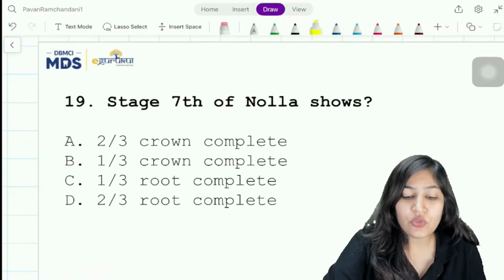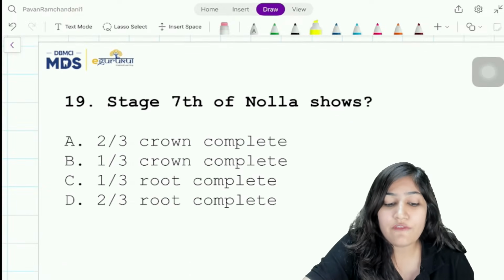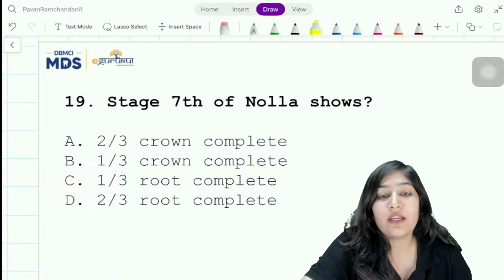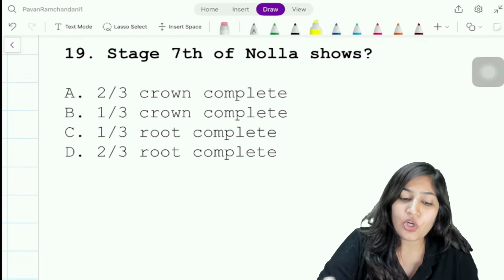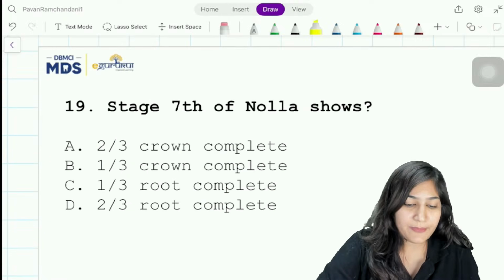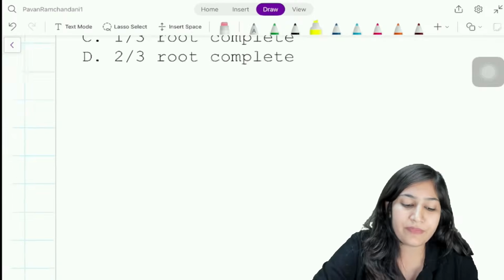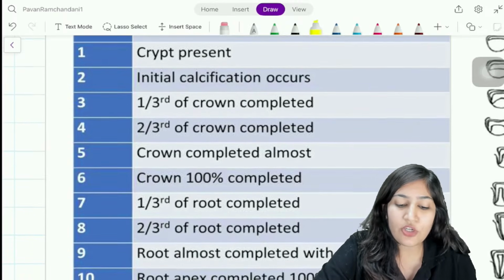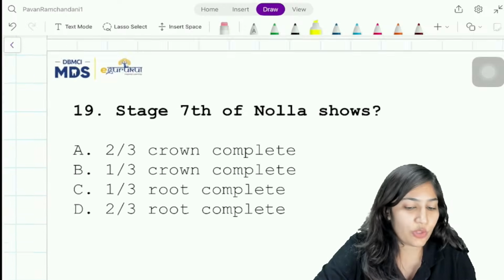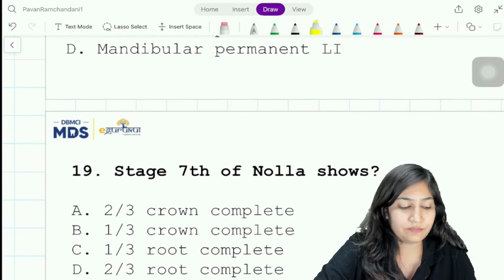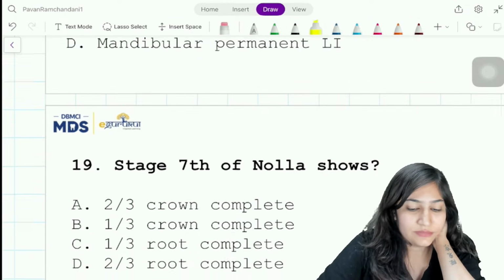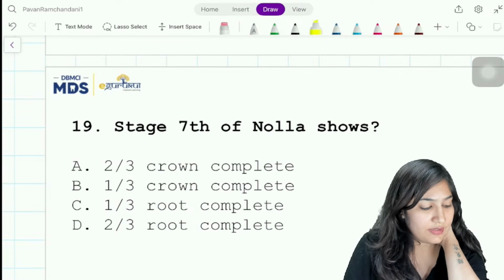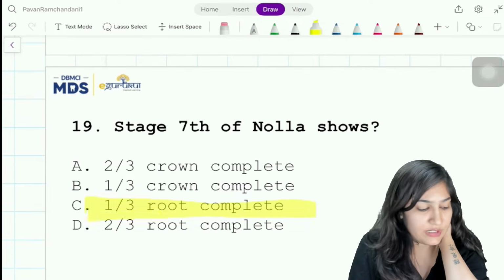Okay. Coming to Nolla stage. Stage 7 of Nolla shows 2/3 of the crown complete, 1/3 of the crown complete, 1/3 of the root complete, or 2/3 of the root complete. This you might have studied in your periodontics also. So what will be the correct answer here for 7th stage? 1/3 of the root complete or 2/3 of the root complete? What will be the correct answer? Okay. So I think all of you are thorough with this, 1/3 of the root complete.